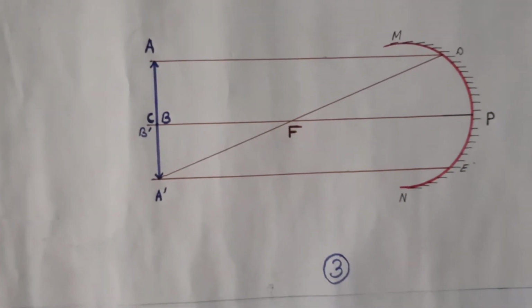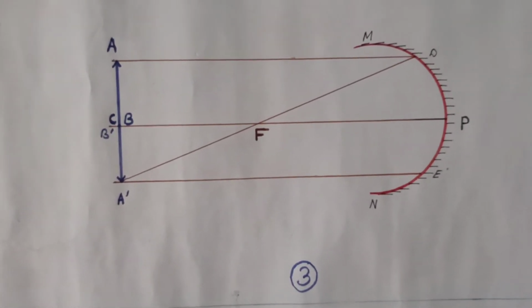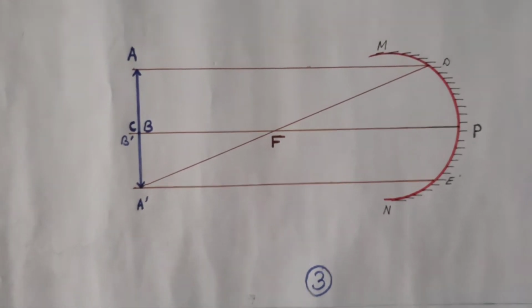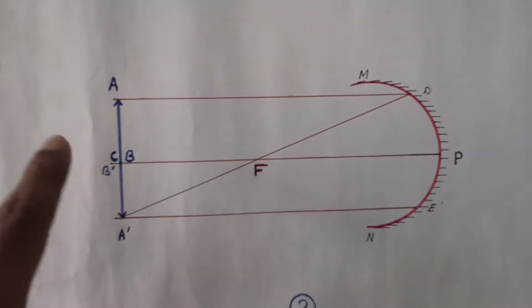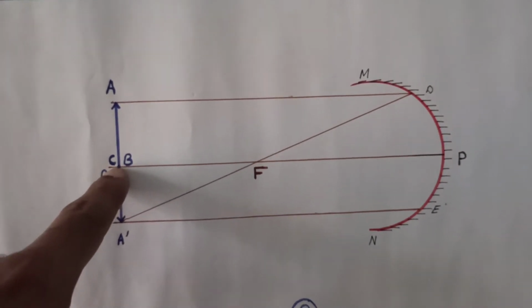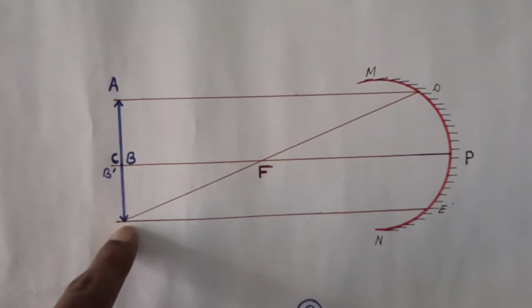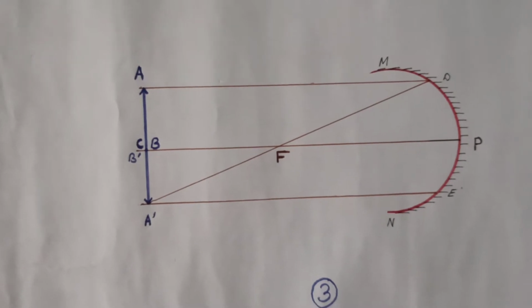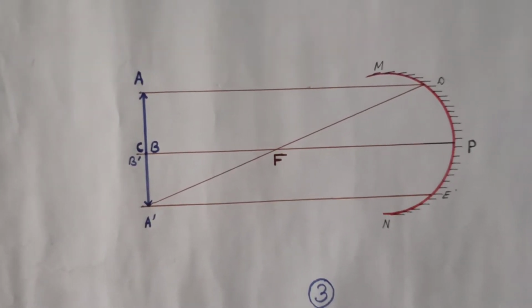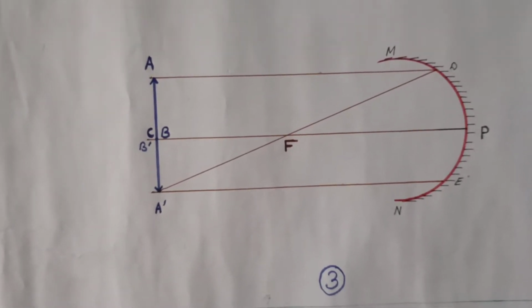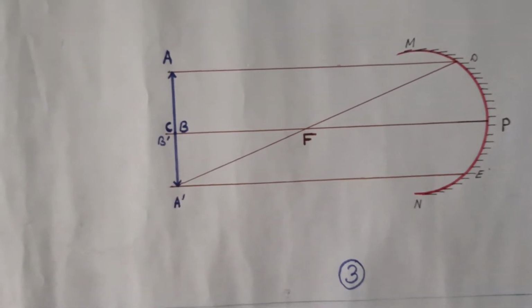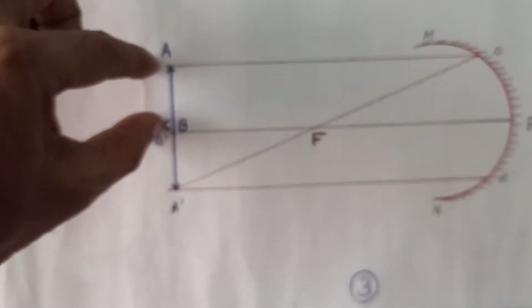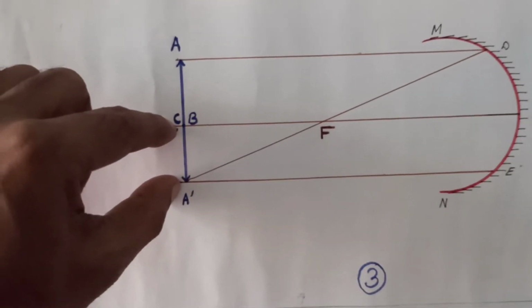Now here the image is inverted. So the question is, what is the position of the image when the object is placed at the center of curvature? Then the answer is, the position of the image is at C, that is center of curvature, and the nature of the image is real and inverted. And if we talk about the size of the image, then we find that the size of the object is same as the size of the image.